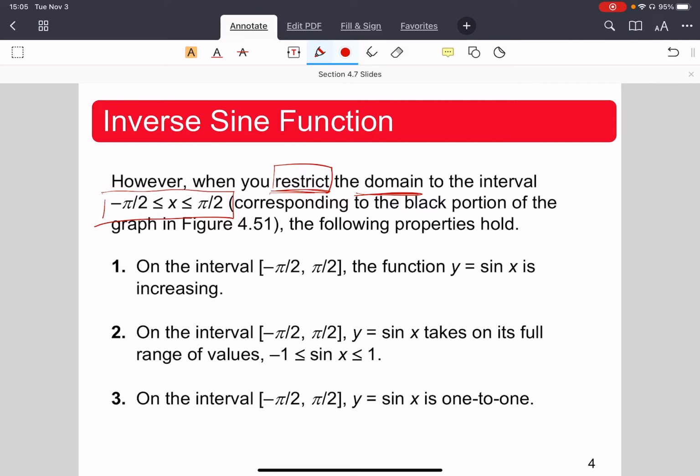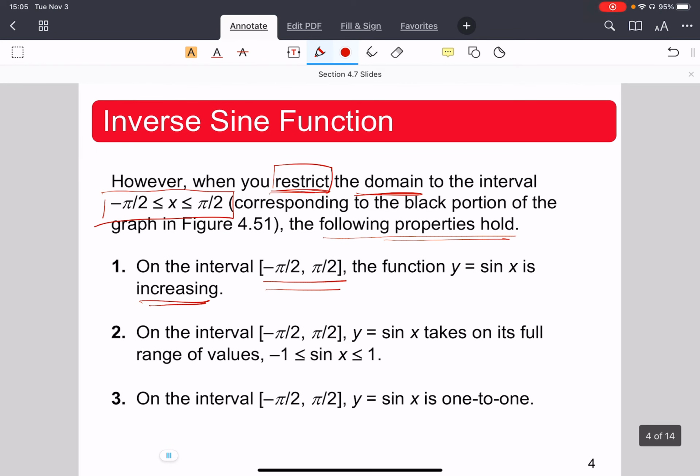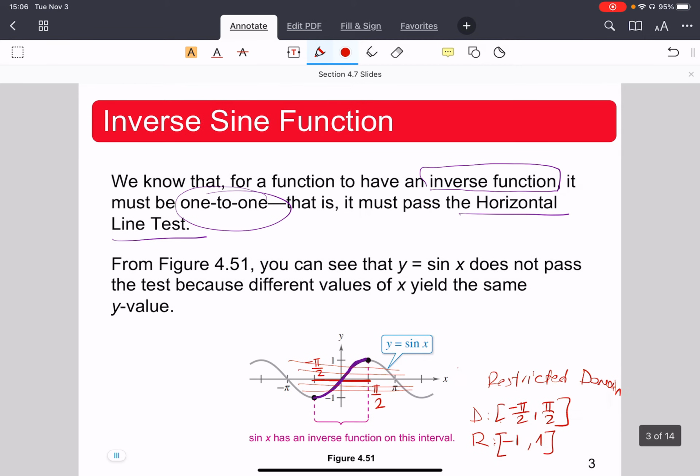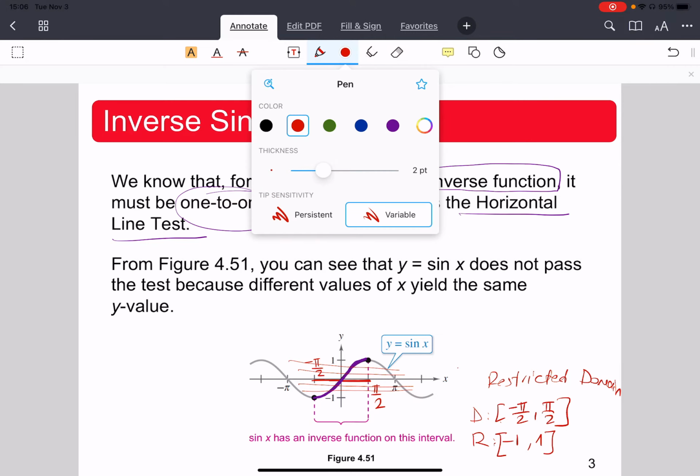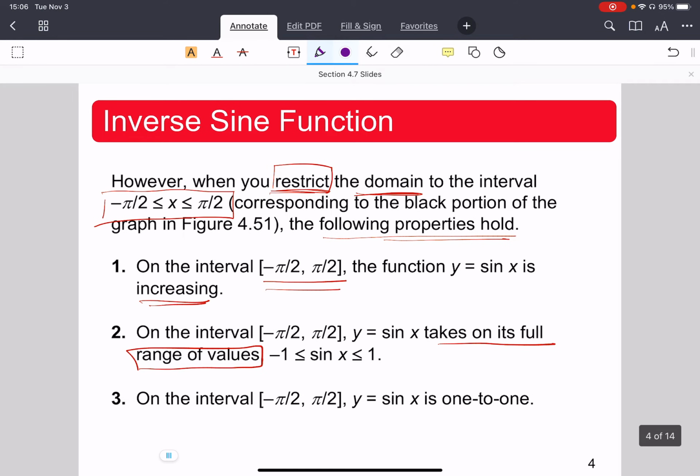Okay. So then we know that the following properties hold. On the interval from -π/2 to π/2, the function is increasing. As you remember, that purple curve is always increasing. And on this interval sine takes on its full range of values. The y values here are going to be from -1 to 1, so the range is the same in that interval. And lastly, the sine function is going to be one-to-one, so it's going to have an inverse.